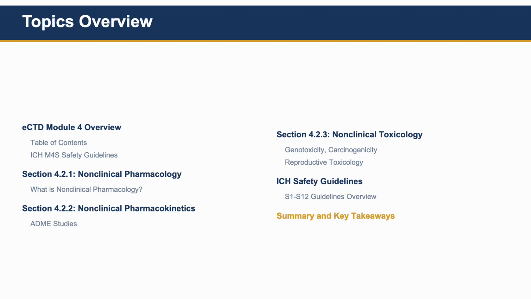First, we'll provide an overview of how Module 4 fits within the CTD structure and examine its table of contents. We'll then discuss the ICH-M4S safety guidance document that provides the framework for Module 4 content. Next, we'll dive deep into each of the three main sections: non-clinical pharmacology in Section 4.2.1, which covers how the drug works; non-clinical pharmacokinetics in Section 4.2.2, which examines ADME properties; and non-clinical toxicology in Section 4.2.3, which addresses safety concerns. Finally, we'll summarize the key takeaways.